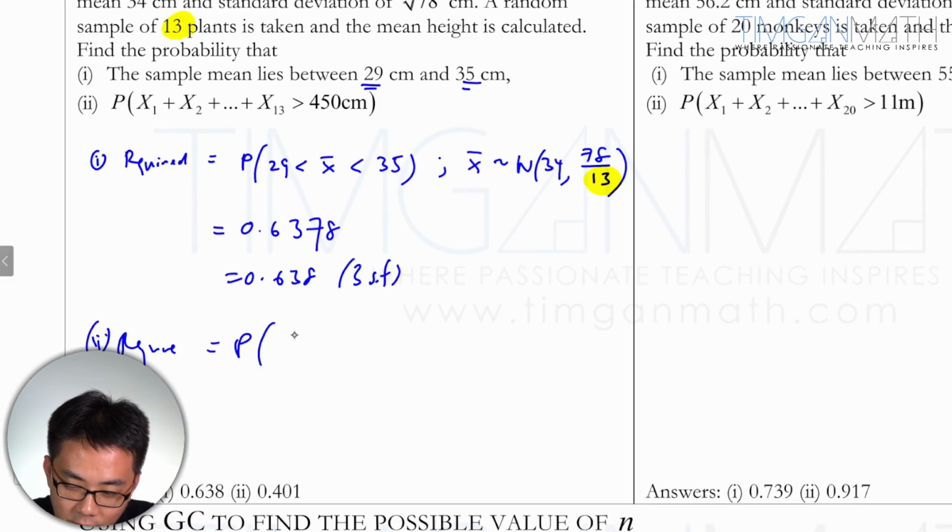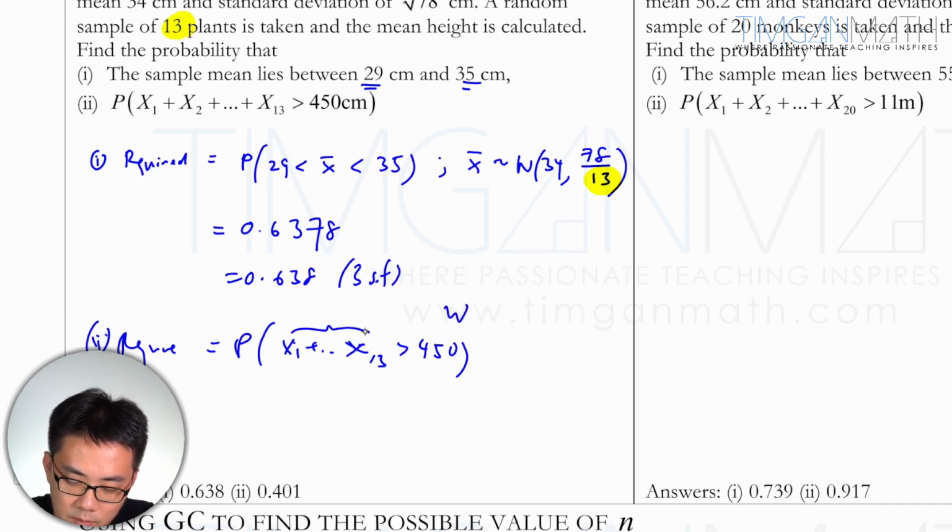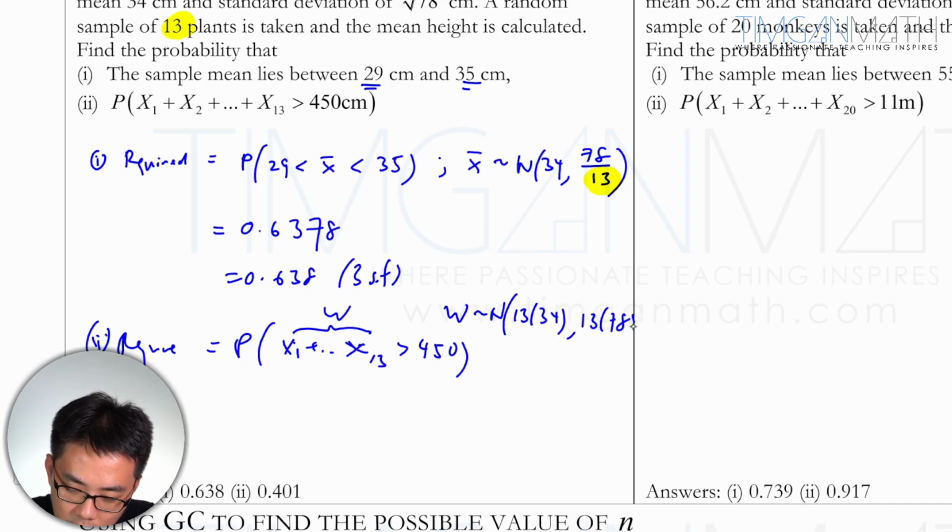Then for the sample sum, the required probability would be more than 450, so this will be the sum of X over 13. It's okay, right? The normal distribution for this, let's say this is W. 13 times 34, 13 times 78.